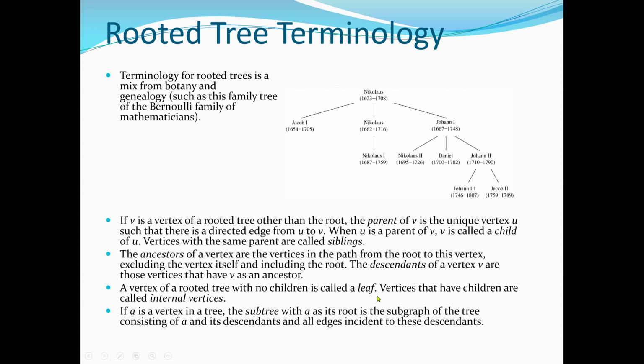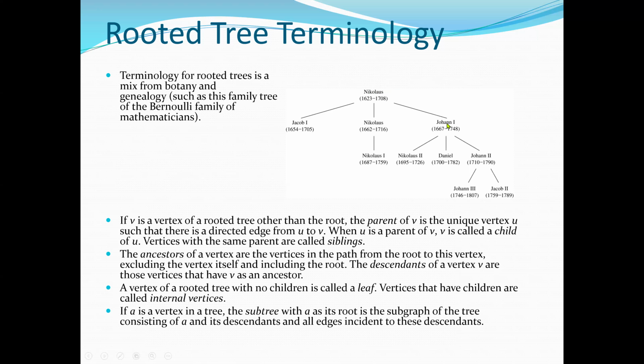So a leaf node is a node or a vertex that has no children. And also we can say Nicholas 1's parent is Nicholas, and Nicholas's parent is another Nicholas. So we have the descendants and the ancestors. The ancestor will be Nicholas at the top, and Nicholas's descendants will be Nicholas and Nicholas 1.